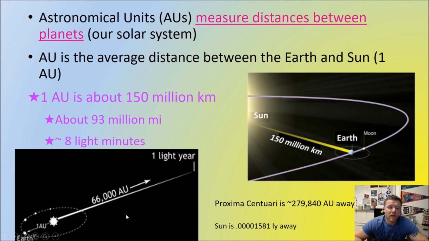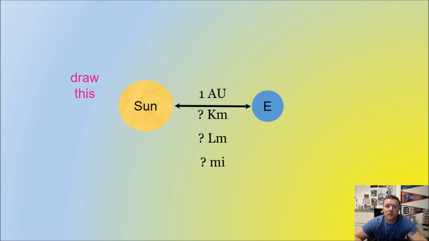To get 1 light year in AUs, you would need 66,000 of them. So 66,000 AUs equals 1 light year. When you're talking about distant stars, using AUs is not practical. The closest star is like 250,000 AUs away. It's easier to say 4 light years. I'd like you guys to draw this in your science journal. 1 AU equals how many kilometers, how many light minutes, how many miles. That way you have a visual representation of what an AU is.